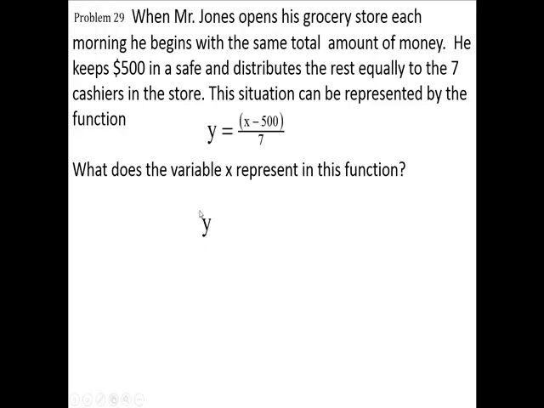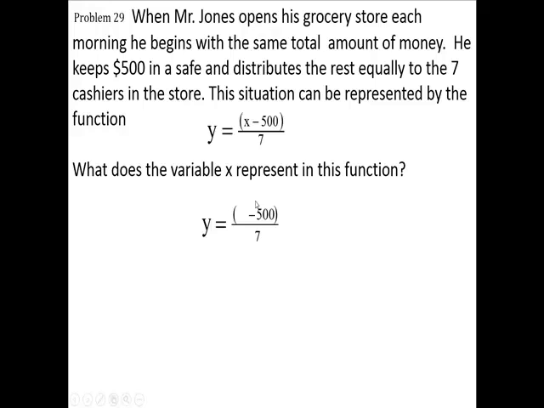Well, let's talk about what y is first, okay? Now you're going to look at this function up here, and you're going to have 7 cashiers, aren't you? So you're going to divide the money by 7. So the y is the money each cashier has. Because you're going to subtract something, divide it by the 7. So each cashier is going to get an equal amount of money. There's 7 cashiers. So y is the money for each cashier.